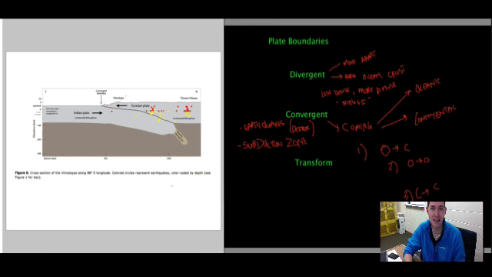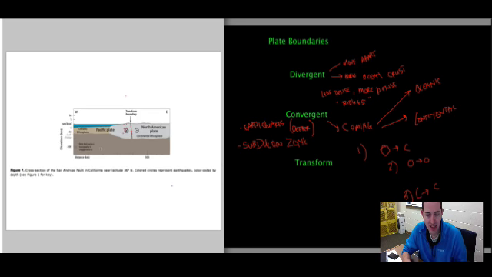We're now going to look at the last type of boundary that we need to cover is transform boundaries. Okay, transform boundaries, so we've had divergent, which is moving apart, convergent, which is moving together, and we've now got transform, which is them moving side by side. Okay, so again, the best example of this is going to be in California with the San Andreas Fault.